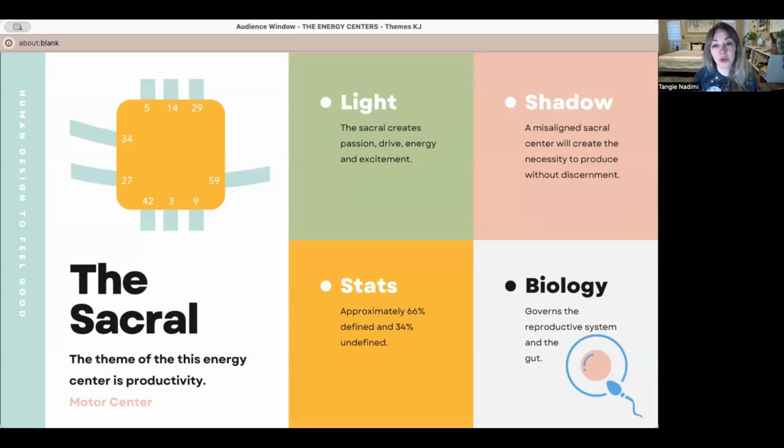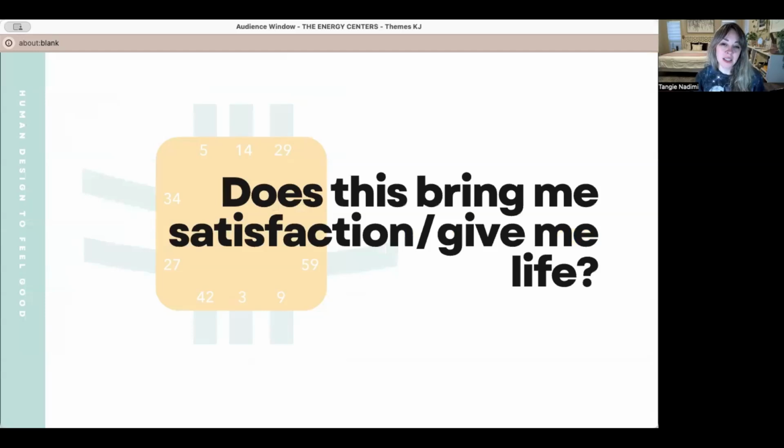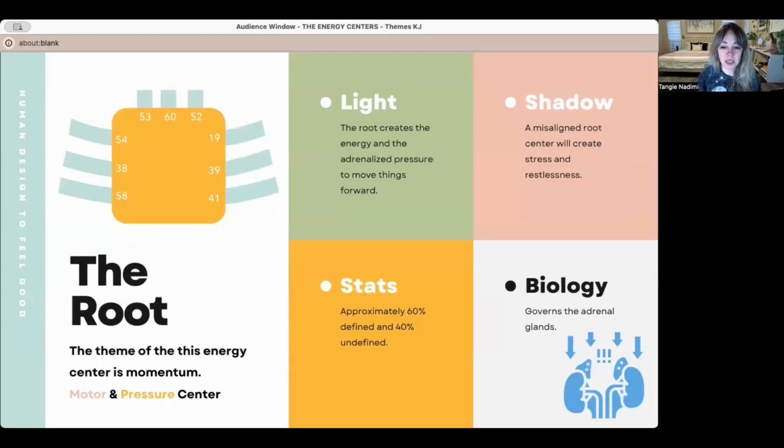An undefined sacral, the reminder is always going to be to not place value on productivity, because it is a very strong trap that we live in societally, with the majority of people having a defined sacral. So defined creates the energy to produce or reproduce. Undefined absorbs and amplifies the energy to produce or reproduce. Does this bring me satisfaction or give me life? Is the question that the sacral is always asking.